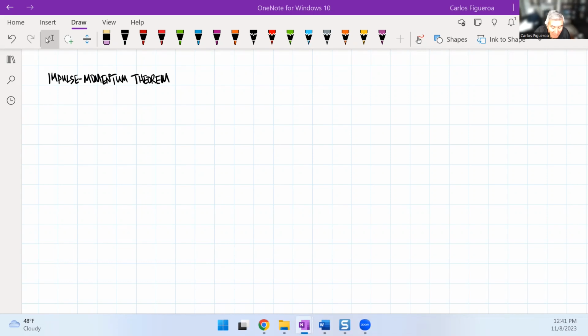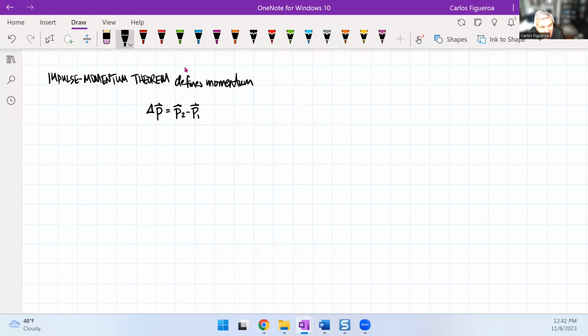The impulse momentum theorem defines momentum. There is no other way to define momentum. So when I say momentum, note that this immediately says change in momentum, and that's equal to P2 minus P1.